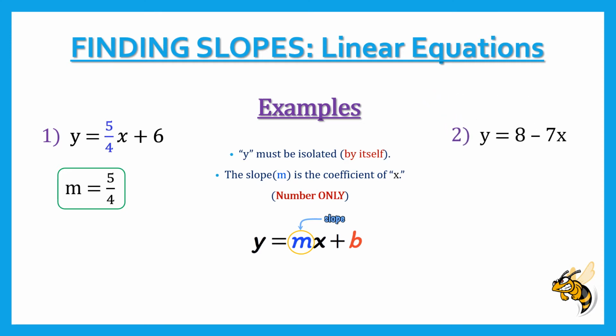Number 2, y equals 8 minus 7x. Once again, the y is completely isolated, in a singular form. But if you notice, they try to trick you. Instead of writing the x first, they put it towards the back. But that should not be an issue. As long as y is by itself, you're just trying to locate the coefficient of x. And in this case, it is negative 7. So m is equal to negative 7.